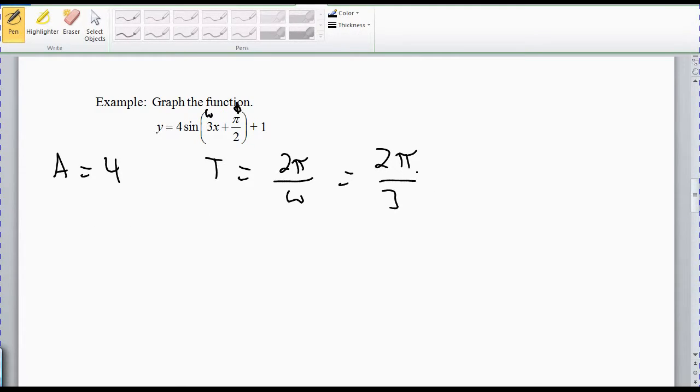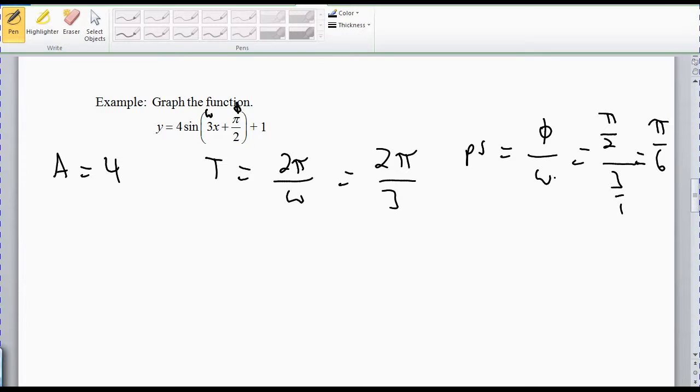And then if I really want to find the phase shift, I can. I really don't need it, but let's go ahead and find it. I'm going to abbreviate phase shift as PS. Phi over omega. Phi is pi halves, and omega is 3. That's like 3 over 1, so it becomes pi over 2 times 3, which is 6.